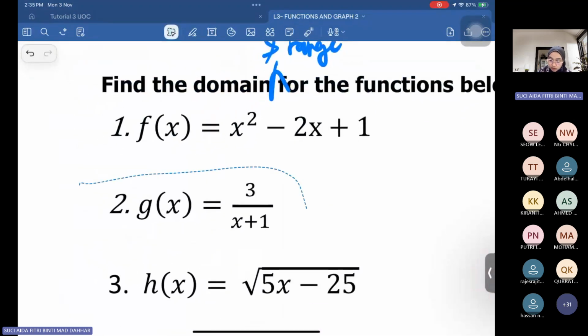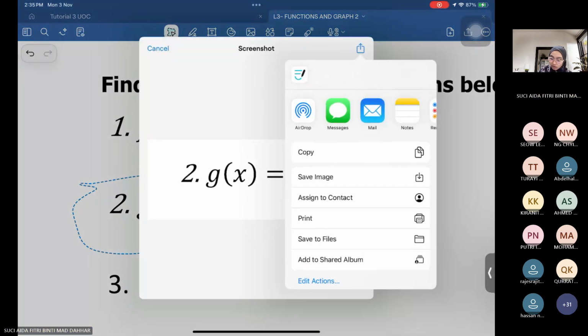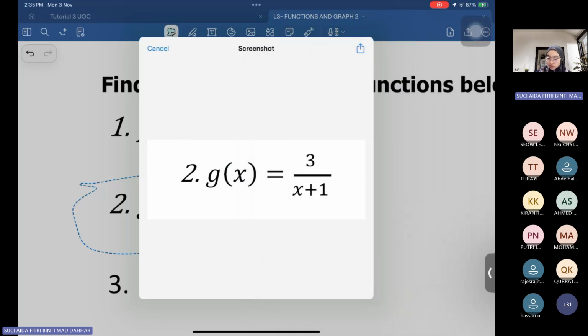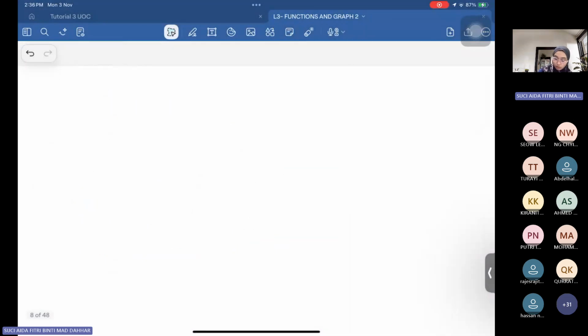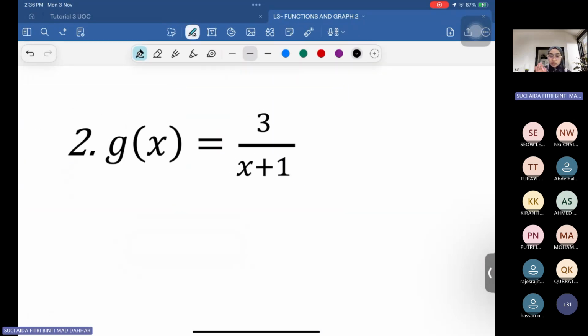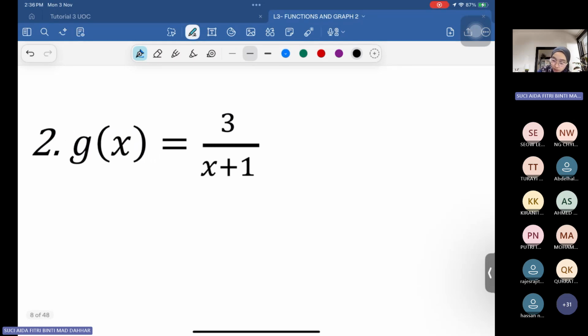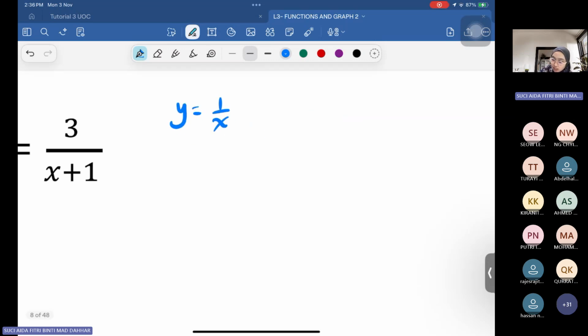What kind of function is this class? What do we call this function? Reciprocal. Reciprocal, and some call it rational function because it is in fraction form. Good, thank you. Do you remember the basic graph of the reciprocal function? The basic one, y equals 1 over x. This is the most basic rational function. It looks like this.